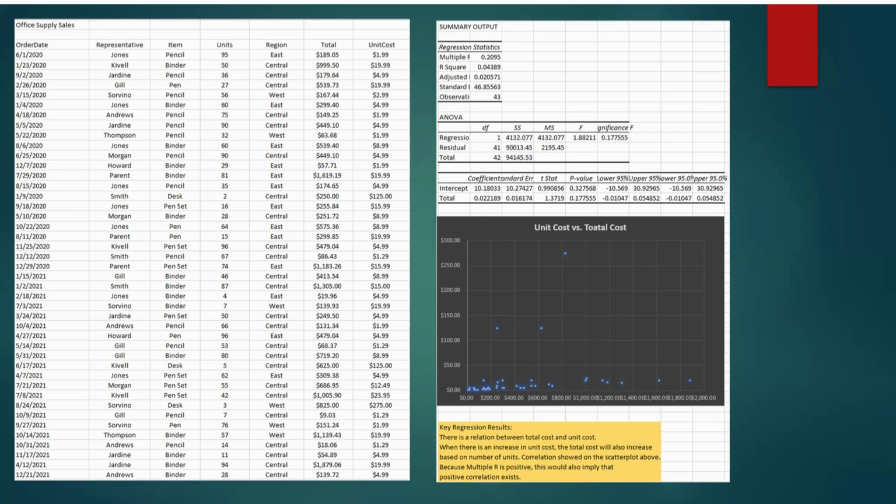You'll see that most of the points show positive correlation. There's a few that stray a little bit more north, but generally the correlation is positive and goes in more of a straight, slightly upward line. And to further prove that the positive correlation exists, the multiple R value is also positive.